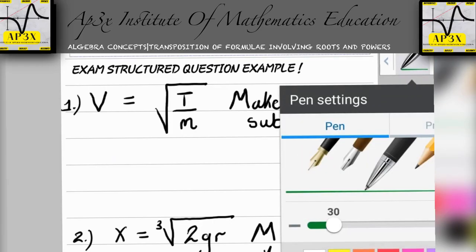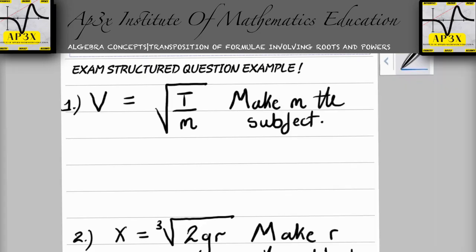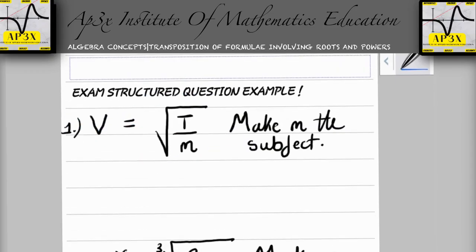So here we go. Let's get right into it. So starting off here with this exam structure type question, where we have V is equal to the square root of T over M, and we are required to make M the subject of the formula. To make M the subject of the formula, obviously we need to be able to have access to M.